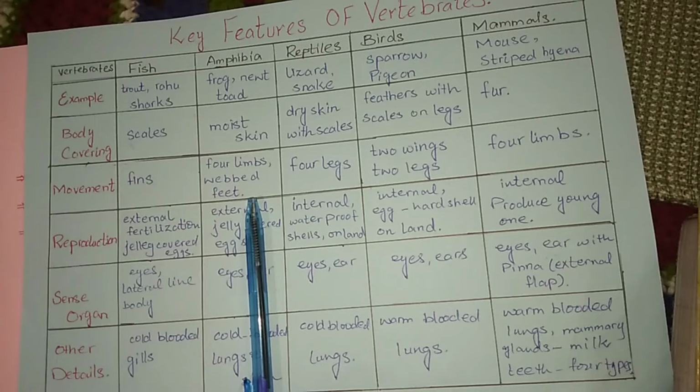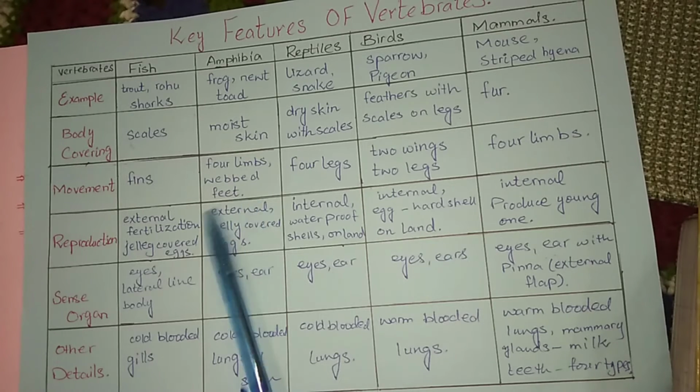Now there is a difference between birds and all the previous classes, the fish, amphibia and reptiles. Birds possess two wings and two legs. Mammals have four limbs. Reproduction.